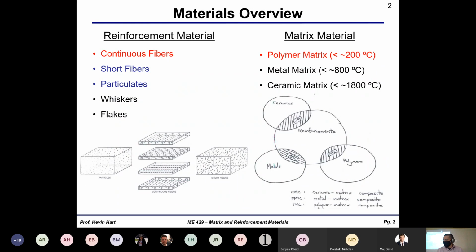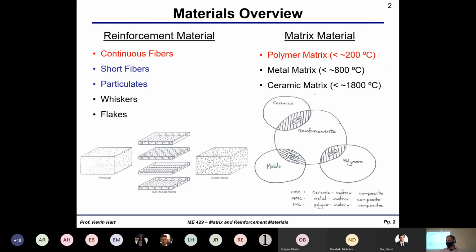Okay. Now, the matrix materials we're going to classify according to the service temperature that they're capable of withstanding. So when you're talking about polymer matrix composites, usually the service temperature is no more than 200 C. There are some polymers that can handle higher temperatures, specifically imide classification polymers, but most polymers that you're familiar with, your thermoplastics like ABS, polypropylene, high-density polyethylene, or your thermoset polymers like epoxy and any cross-linked material that you can think of, are going to be probably 200 C or less.